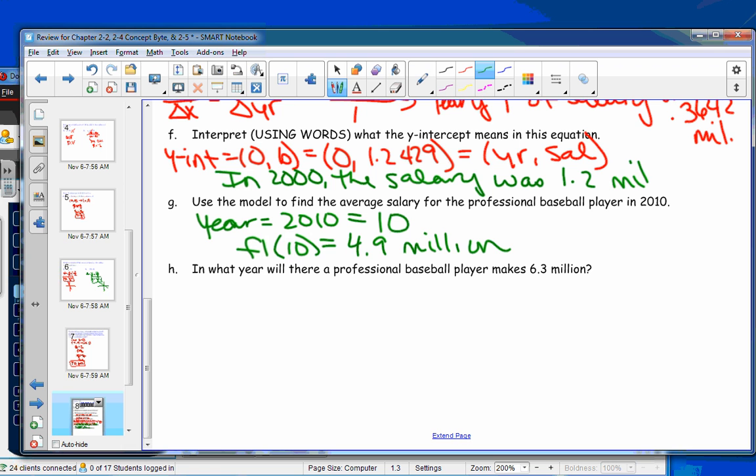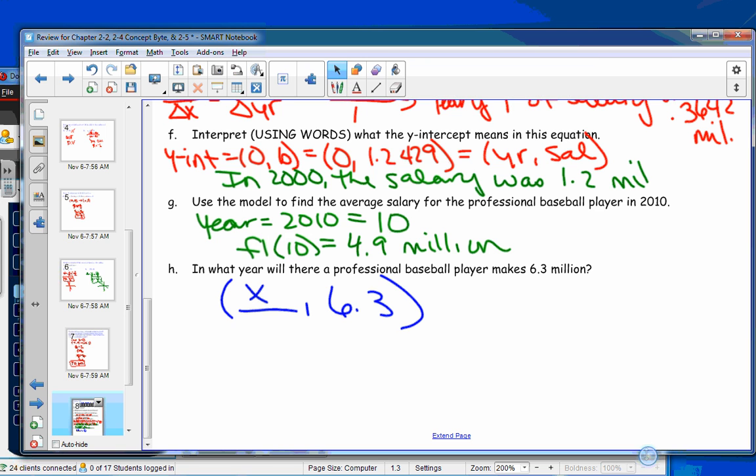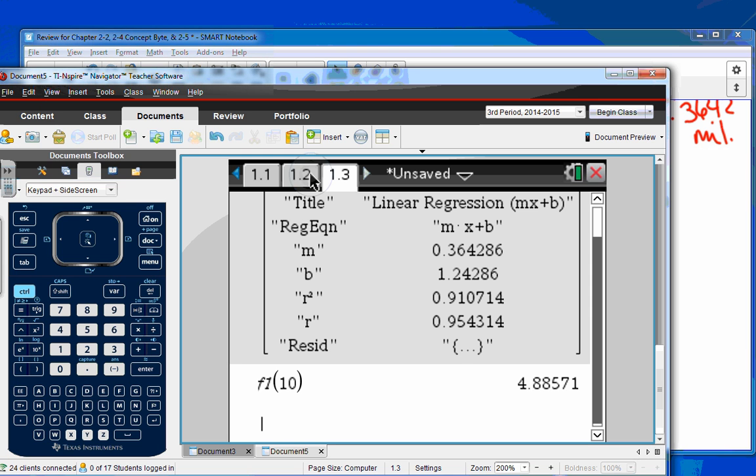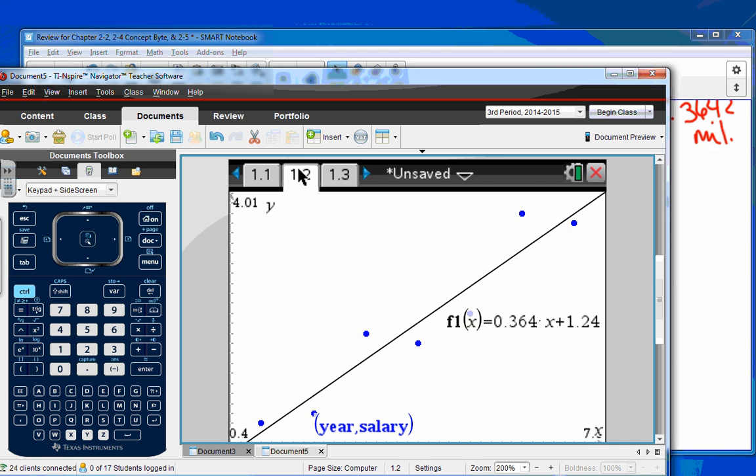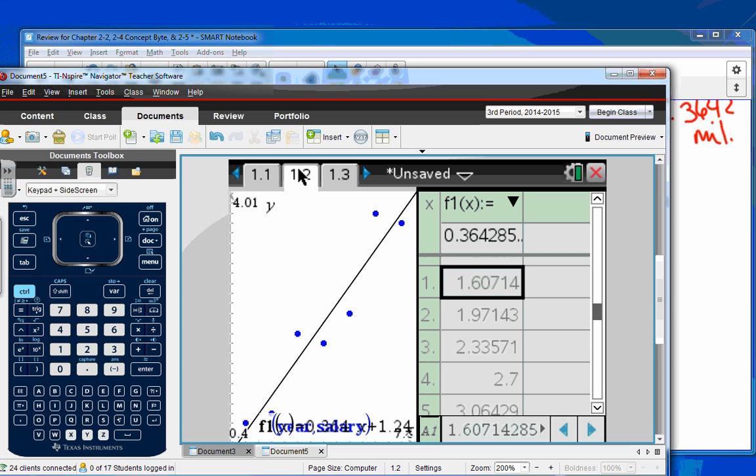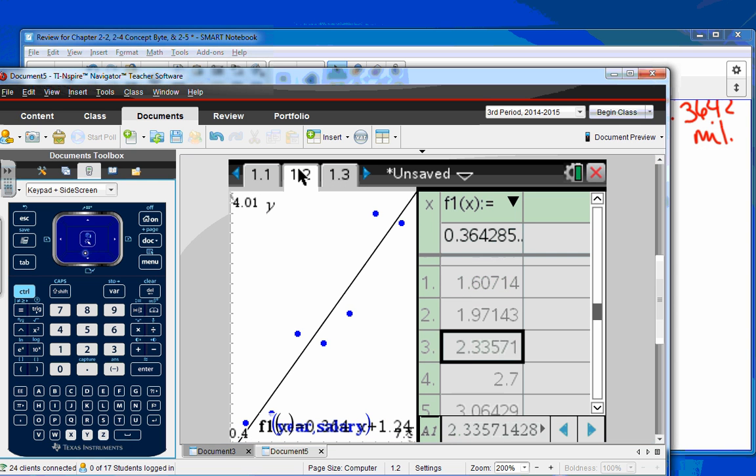Okay? Now, in what year will there be a professional baseball player that makes $6.3 million? Well, how do I find that out? I want the year, but I give you the salary. I don't know X, but I give you the salary of 6.3 million, right? So I go back to my graph. On my graph page, I hit what? Control T.